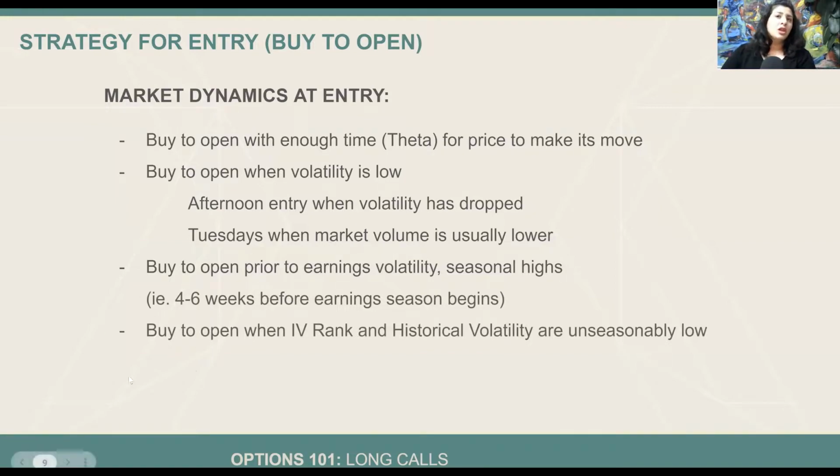And you can look at things like the implied volatility rank and historical volatility. So if, for whatever reason, a stock happens to be unseasonably high, you wouldn't want to buy right then. You would want to buy when an underlying is unseasonably low, as long as that's not based on some problem with the underlying.